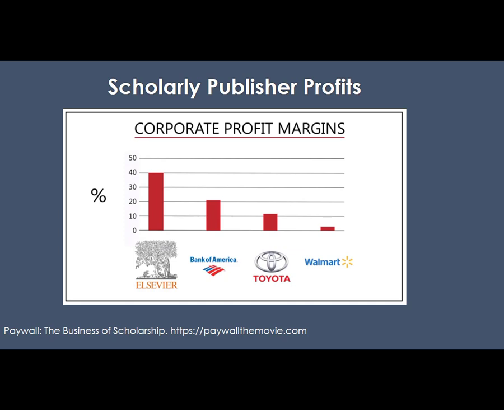To add insult to injury, scholarly publishers have some of the highest profit margins of any corporate entity. For example, Elsevier, one of the largest scholarly publishers, has an annual corporate profit margin of around 40%. To the layperson, this number may not sound entirely unreasonable. But when compared with the profits of other major corporate entities, the imbalance becomes starkly apparent. As shown by this graph, Elsevier's profit margin dwarfs those of major players in the banking, automotive, and retail industries.